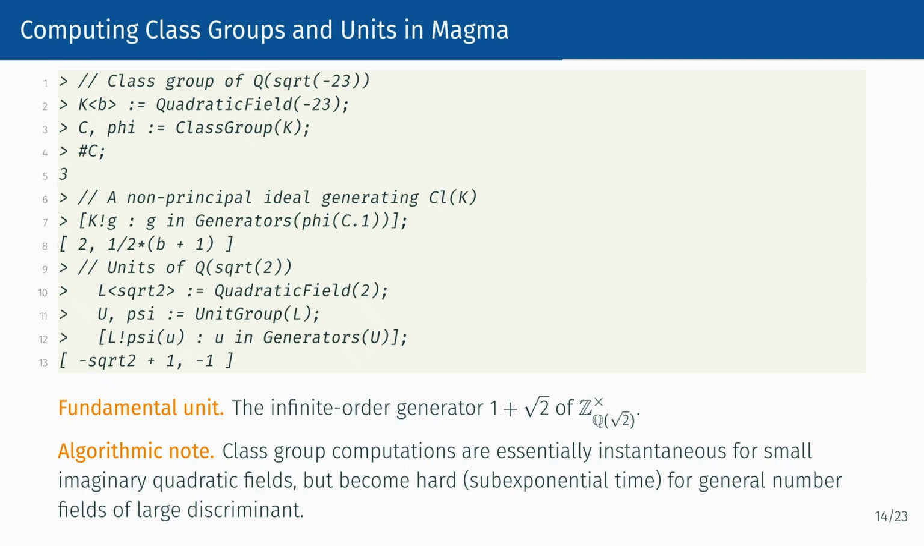Maybe the last thing I want to say about this is that it seems instantaneous, especially when I do it with small examples. But as the fields get large, these get more complicated, and the best state-of-the-art known algorithms for computing these things, like class groups and unit groups, are sub-exponential. So they can be notoriously difficult for general number fields if the degree is large or the discriminant is large.